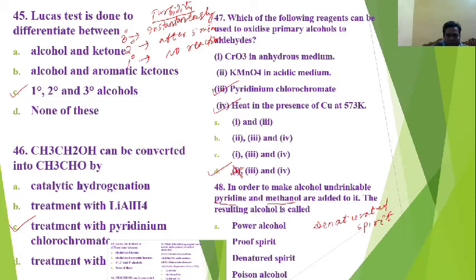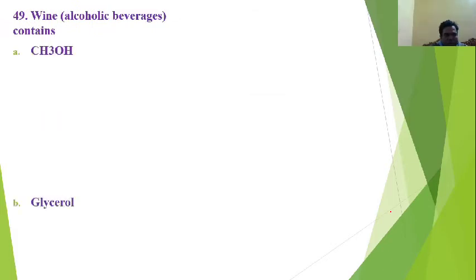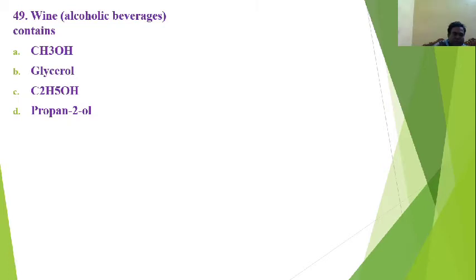The next question. Wine, an alcoholic beverage, contains methyl alcohol, glycerol, ethyl alcohol, or propan-2-ol. Alcoholic beverage means it contains ethyl alcohol. Option C.